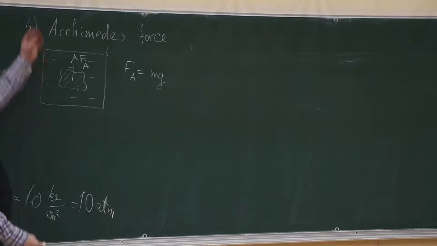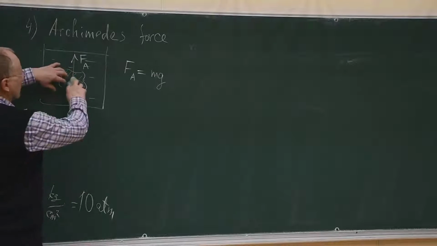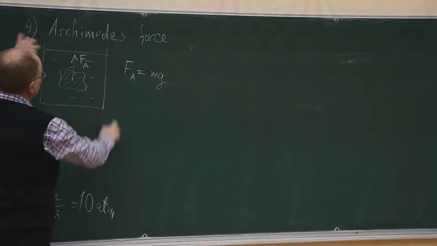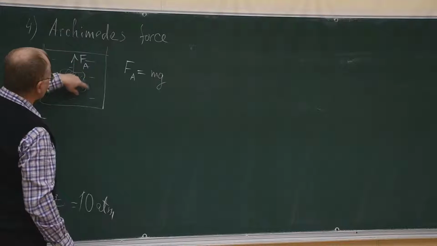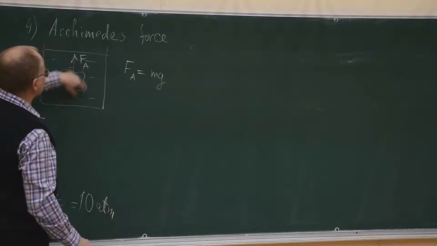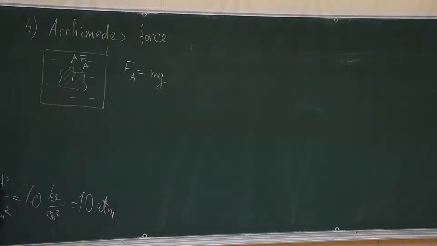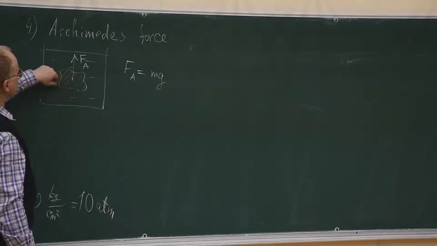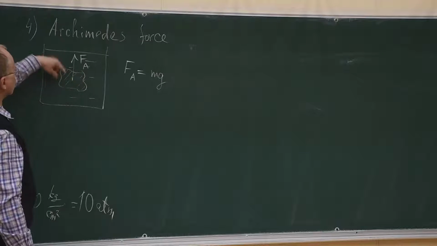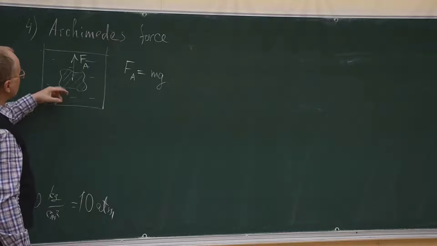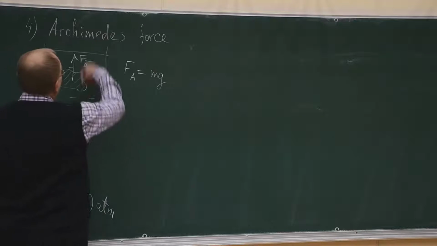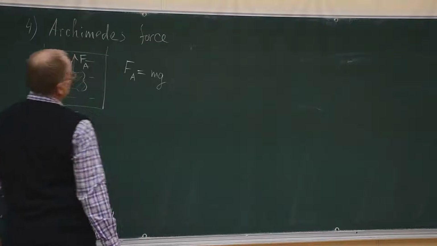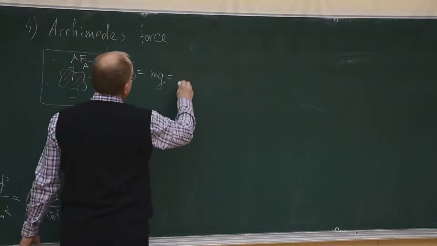The displaced water is the water in the volume of the immersed body. If we immerse the body into the liquid, then the liquid will be displaced by this body. So the amount of liquid in the volume of the immersed body is called the displaced liquid. And so the Archimedes force will be equal to the weight of the displaced liquid. And the weight can easily be found.